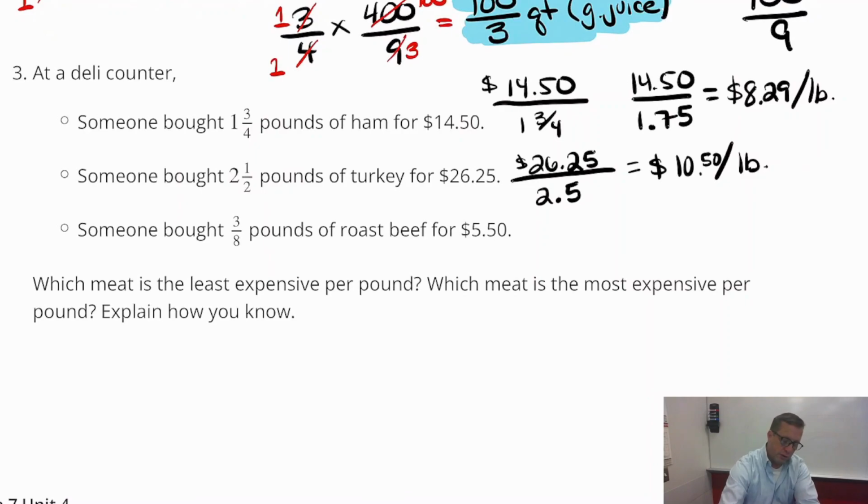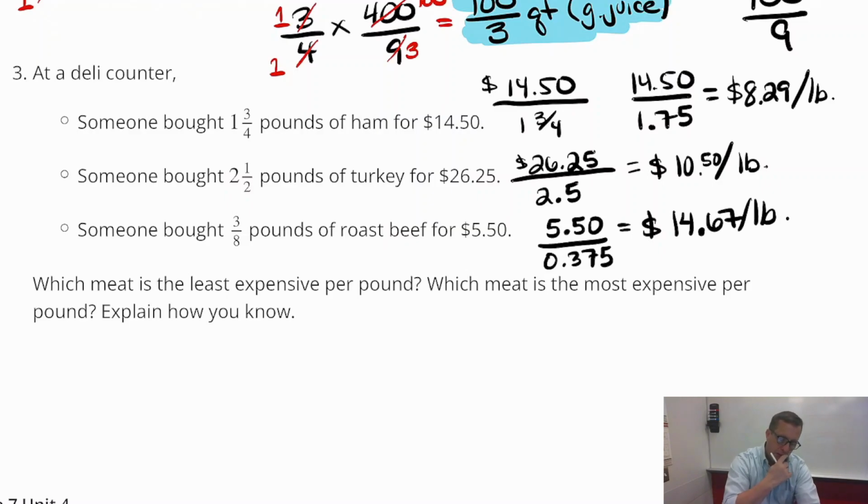All right, next one we're going to do 550 divided by 3/8. Now 3/8 is 0.375. Right? 0.375. I just do that by dividing. So do 550 divided by 0.375. And I get $14, and if I round it, 67 cents per pound.